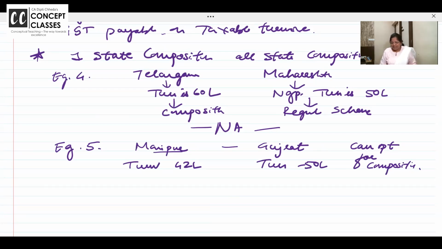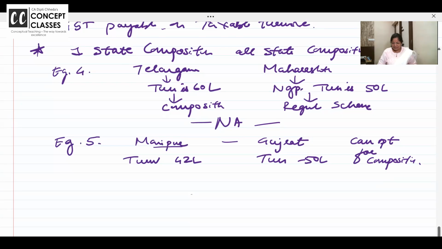सब दीप्ति मैम नहीं पढ़ाते ना, आप बोलो. मणिपुर में my turnover is 42 lakhs. Gujarat, my turnover is 50 lakhs. Can we opt for composition? No, ma'am. Yes or no? No. Okay. Why no? It is above 75 lakhs. Yes. Turnover limit, what is there for the Manipur state? 42 lakhs. But in Gujarat, how much? 50. So total has become 92 lakhs.